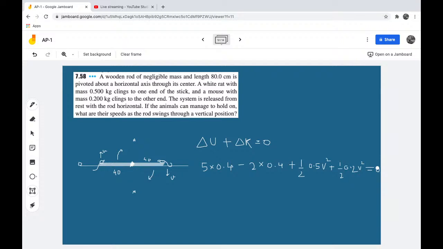Once you solve this, you can see that the only unknown here is V square. So you can solve this for V, and that will give you the final answer, because that's the speed which has been asked. We will take more problems on work, energy, etc. in the next class. Thank you.